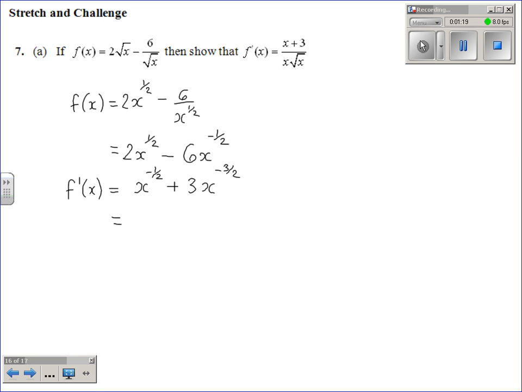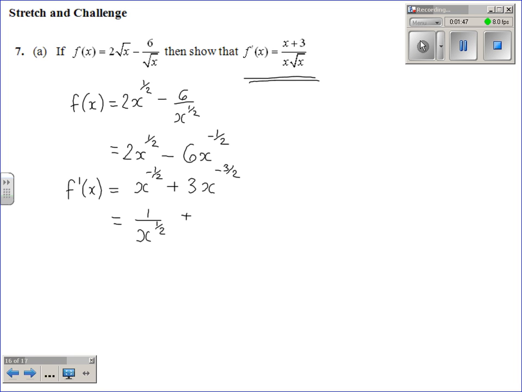At this point, if you look, we've actually differentiated it, but we now need to get it to look like the answer, so we're trying to get it to look like x plus 3 over x root x. So straight away you can see there's no negative powers there. In fact, there's no powers, so let's see what we can do with that. So we've got x to the power of negative a half, so if we bring that to the denominator we can put that as x to the power of a half, and likewise here.